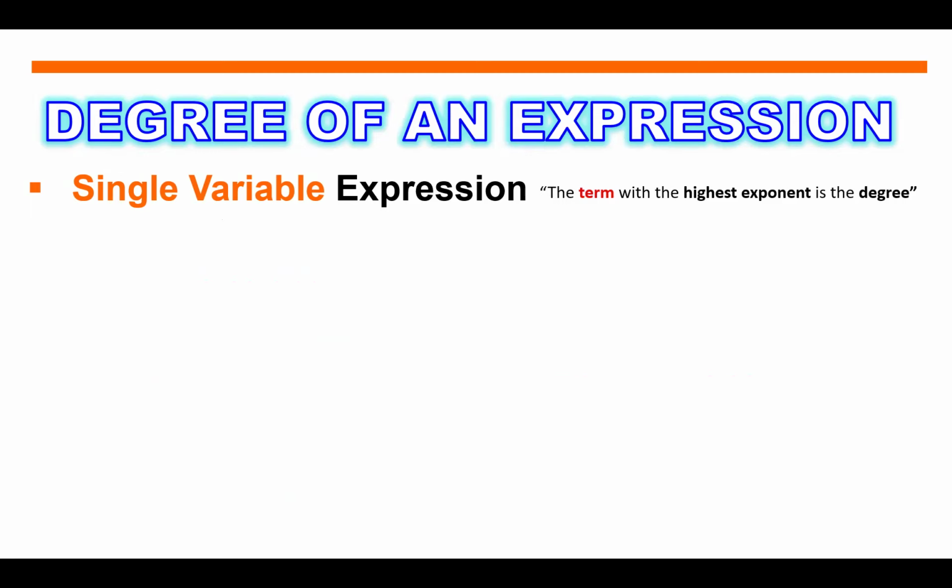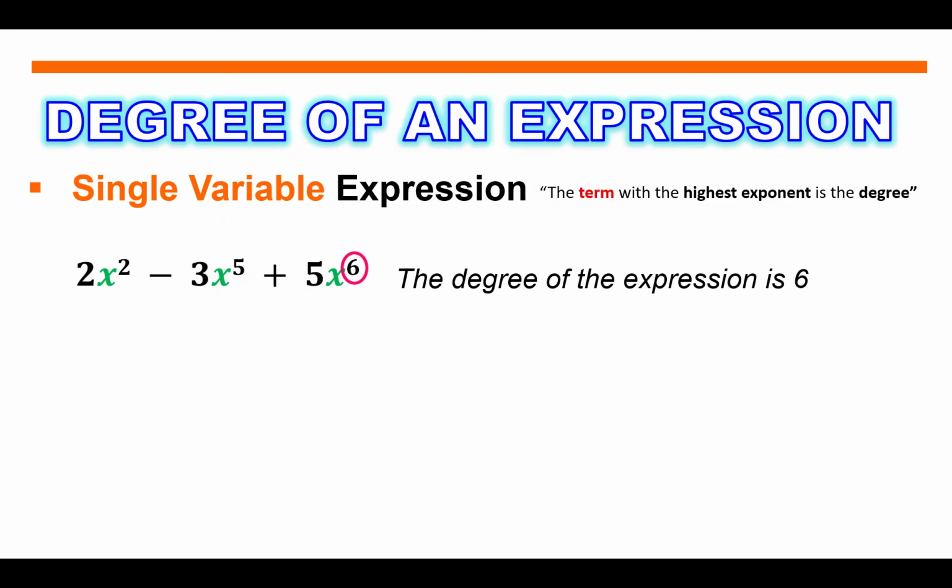So for a single variable expression, the term with the highest exponent is the degree. Say for example, 2x squared minus 3x to the 5th power plus 5x to the 6th power. So we have only one variable, a single variable, which is x. So the term with the highest exponent is the degree. So the highest exponent is the 5x to the 6th power. Therefore, the degree of this expression is 6.